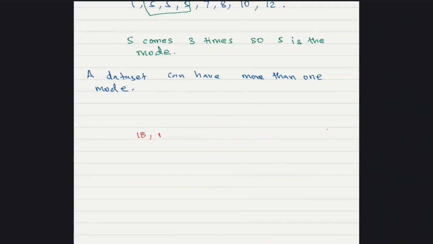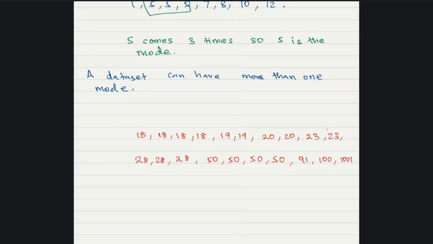Another example, like I have 18 four times, and 19 two times, 20 two times, 23 two times, and 28 three times, like 50 four times, like 91, 100, 1001, like data. Here if you see, 18 and 50 appear four times. So here the mode is 18 and 50.